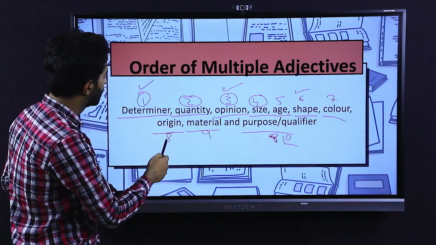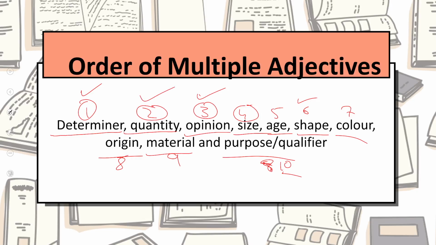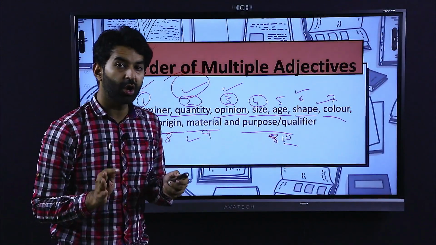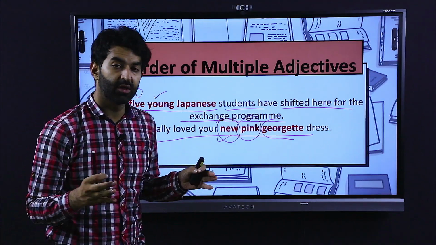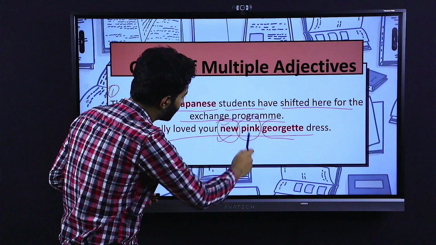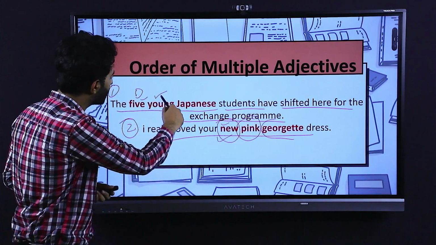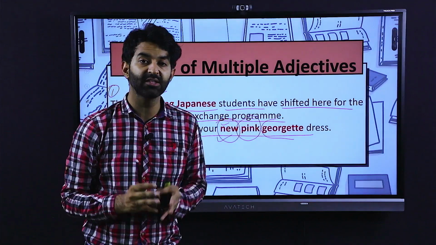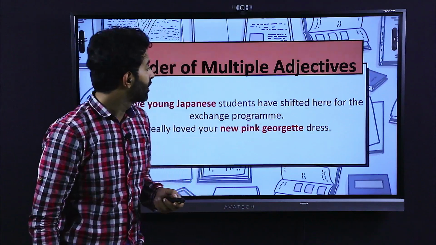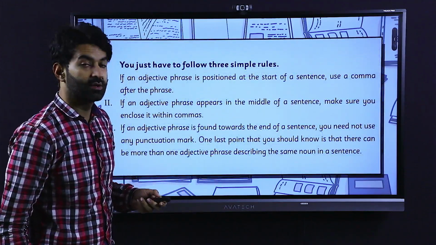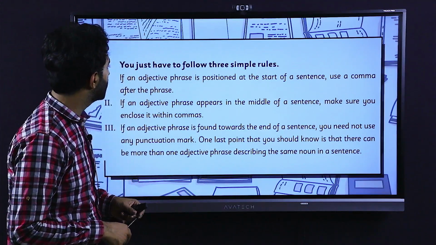First, we talked about the quality in that example. Then we talked about color and then the material, right? So you are following the same order when we are dealing with different adjectives. All these, new, pink, Georgette, or young, Japanese, these are your adjectives. They are describing quality and giving information. So the correct order of using adjectives is done. I hope that you have understood it.